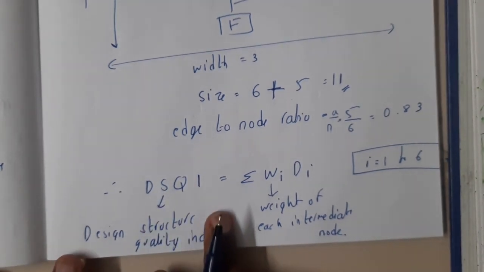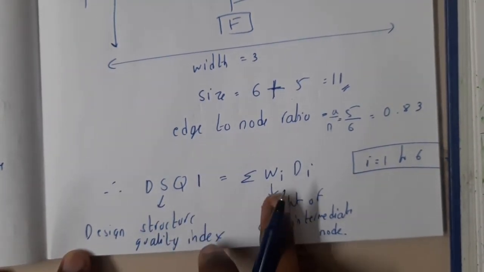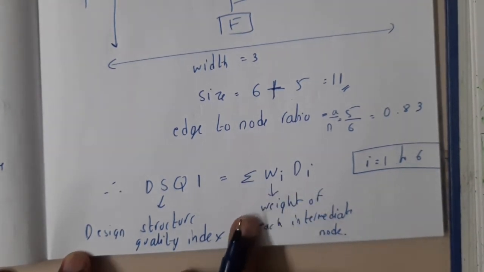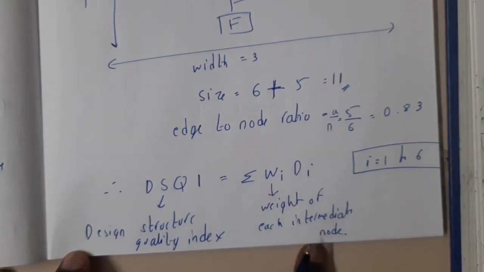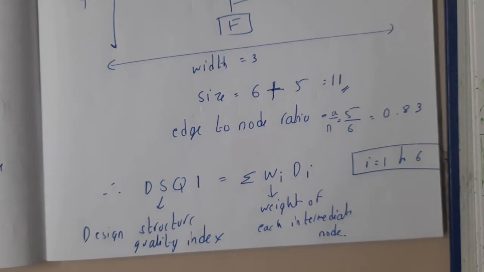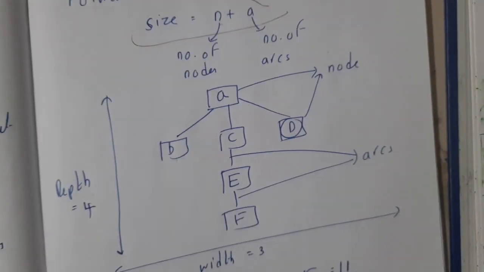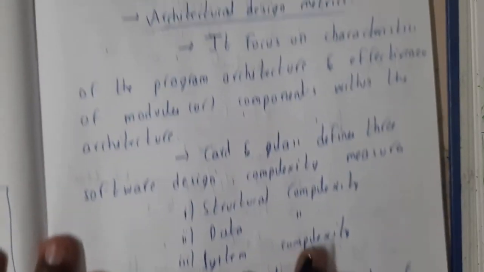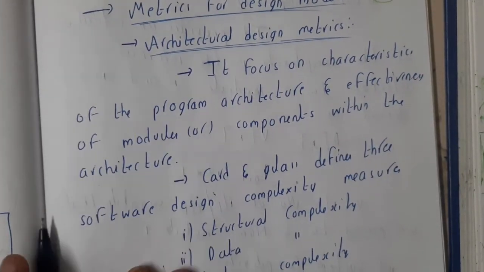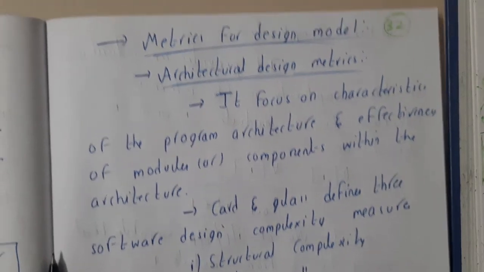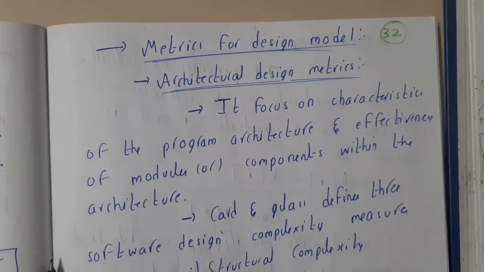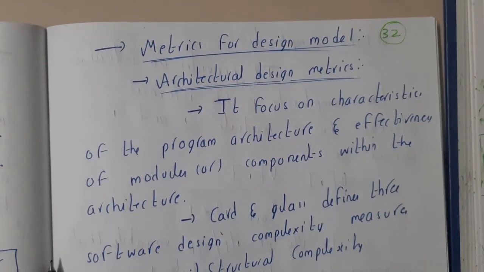So DSQI, Q1 = sigma W_i D_i. It is nothing but the weight of each intermediate node, guys, in simple words. Okay, so you'll be inserting from 1 to 6. I hope everyone got some basic idea, because I did not have a clear idea either, so I just gave you a basic overview of the metrics for the design model. I hope everyone got a clear idea.